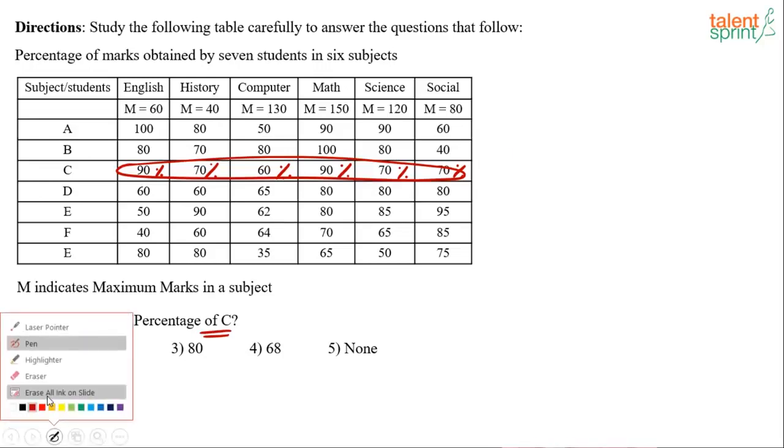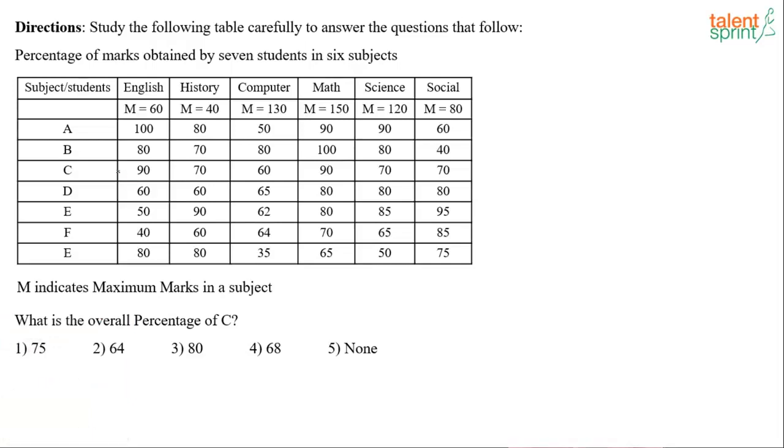Let me do one thing. I'll write the number there itself, right? So that you can follow. Now we are working on C basically. C. 90% of 60 is 54. 70% of 40, 28. 60% of 130, how much will that be? It'll be 78 again, right? 78. Then 90% of 150 will be 135. 70% of 120 will be 84, and 70% of 80 will be 56.